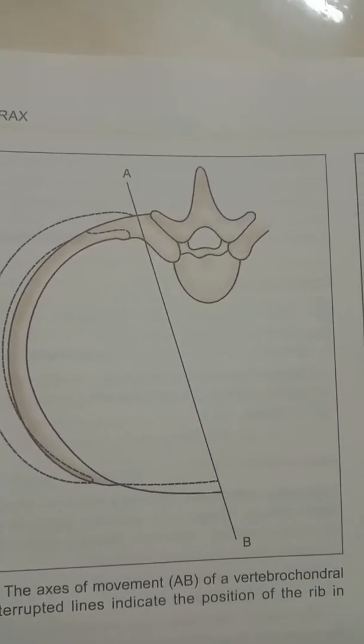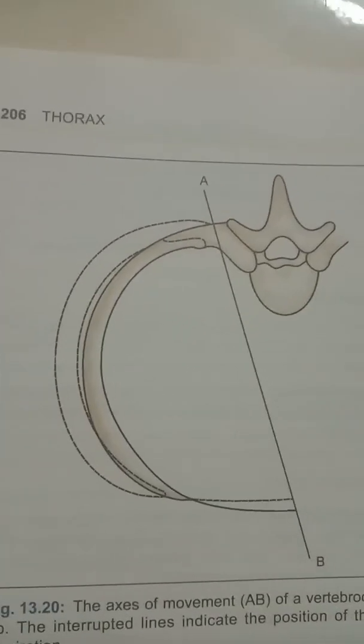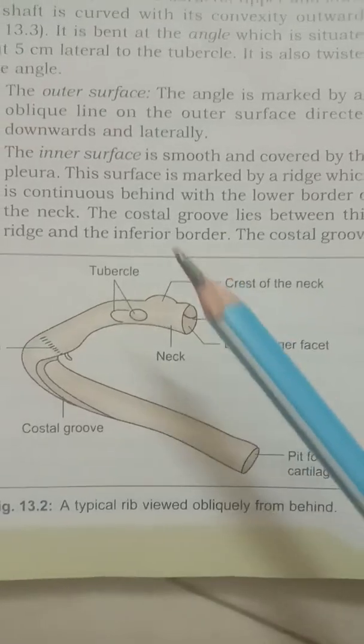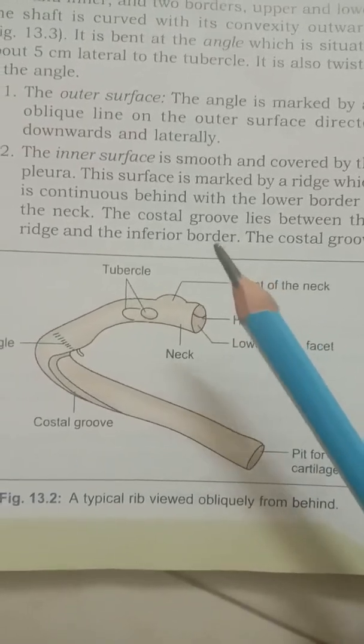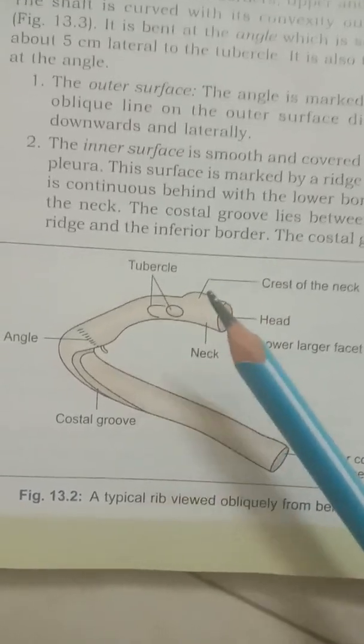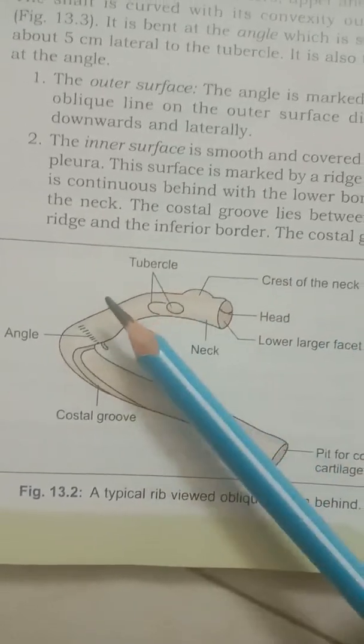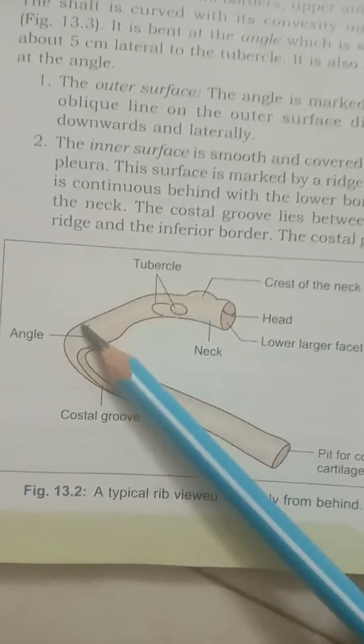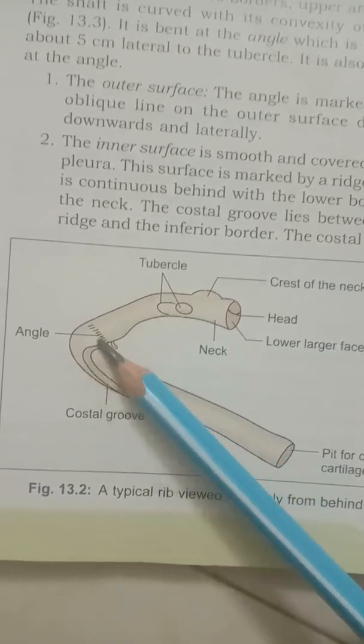After that, the fracture of the rib. A fracture usually occurs in the middle of the rib, and commonly the fracture occurs at its angle, which is the weakest point of the rib.